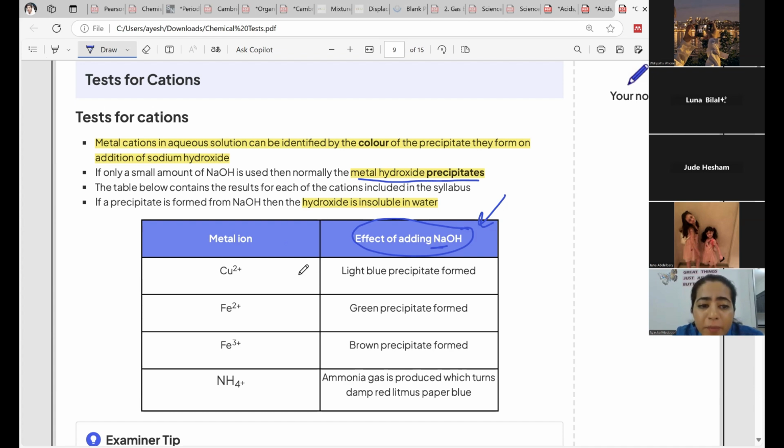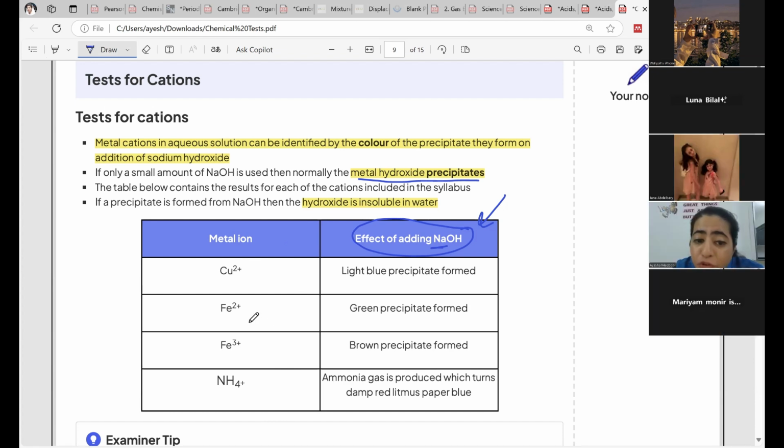Okay, so you will remember some of the colors. For example, for the copper, it is going to be light blue precipitate. Iron Fe+2 will be green. Fe+3 is going to be brown in color. Okay, so these colors you will remember. This is very important. In the exam, they can ask you for the iron 2 and iron 3. Iron 2 will be green in color. Iron 3 will be brown precipitate.